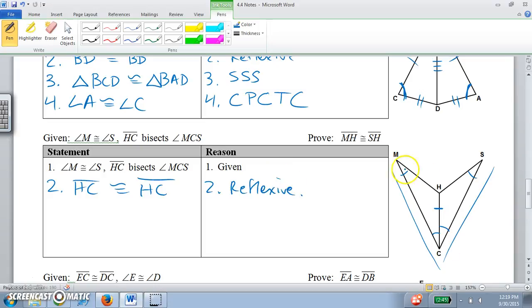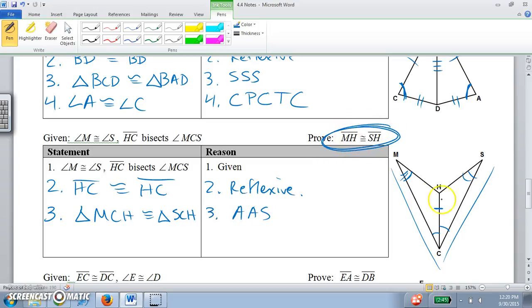We now have enough information to say the triangles are congruent because we've got two angles and a side. It's not angle, side, angle because the side isn't in between the two rainbows. These should be double rainbows here. So it's angle, angle, side. So triangle MCH congruent to triangle SCH, angle, angle, side.